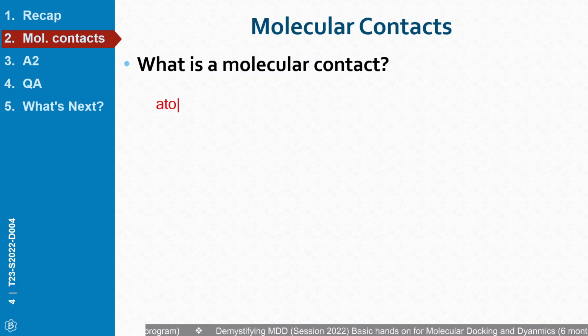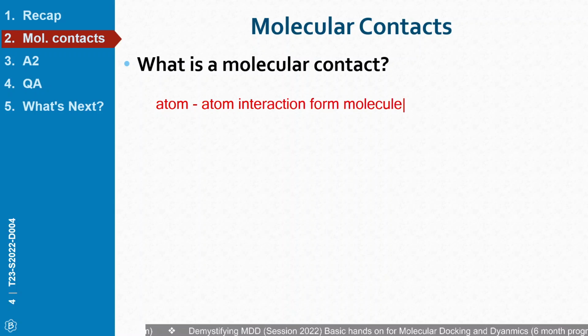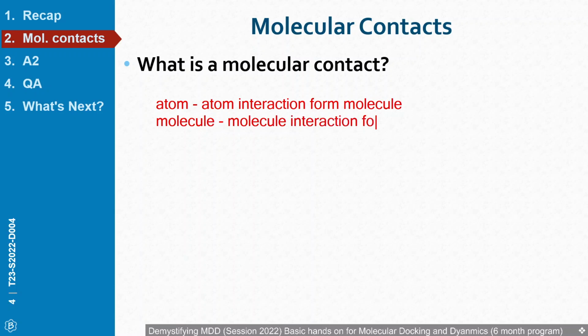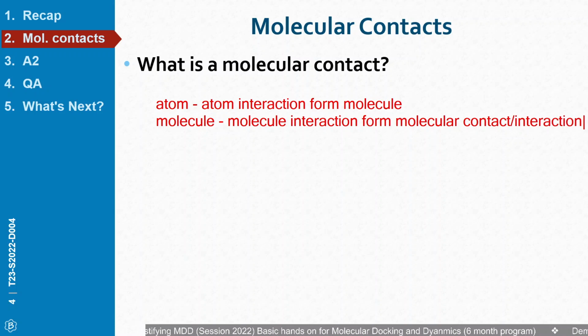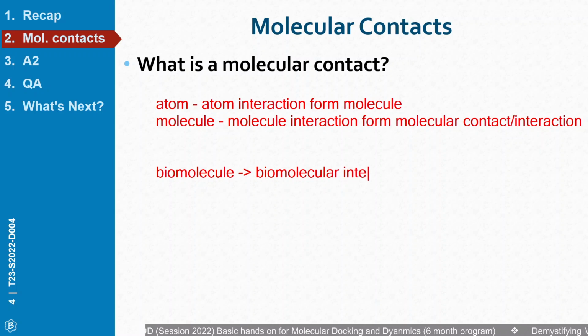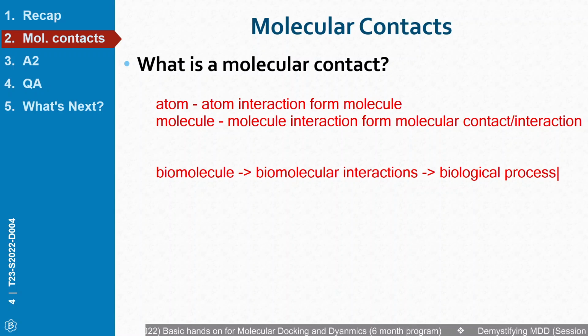First, if atom to atom interaction forms a molecule, and then molecule to molecule interaction forms molecular contact or molecular interaction. Later on, if this is part of a biomolecule, then it forms biomolecular interaction. And these biomolecular interactions further lead to biological processes, like we discussed last day, how one antipyretic drug works.